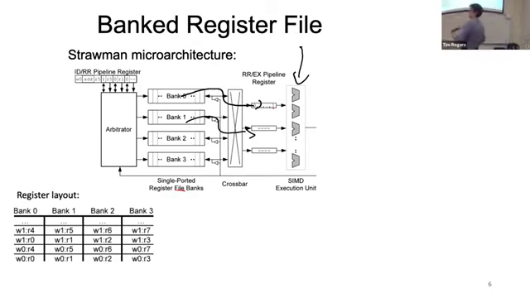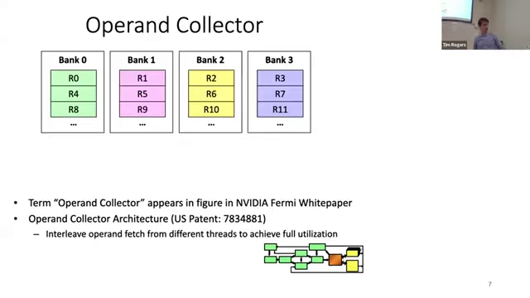And then if I have, let's say, 8 instructions in flight in my register read, then hopefully there are enough conflict-free reads that I can keep the register file busy 100%. Okay, and that is generally the concept behind what we call an operand collector.